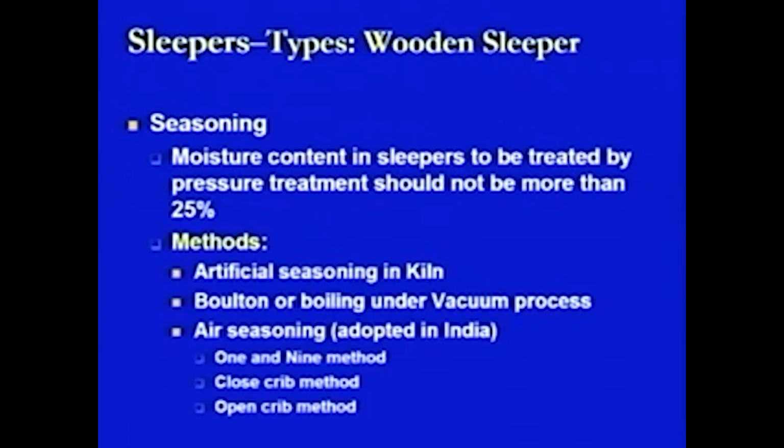There are different ways available by which the seasoning of wooden sleepers can be done. These are artificial seasoning in kiln, Boulton or boiling under vacuum process, and air seasoning. Air seasoning is being adopted in India. There are different ways by which air seasoning can be done, like the 1 and 9 method, closed crib method or open crib method. In the case of the crib method, a number of sleepers are placed at some distance from each other, and then there is another layer of sleepers placed on top of this layer, but perpendicular to the previous layer.